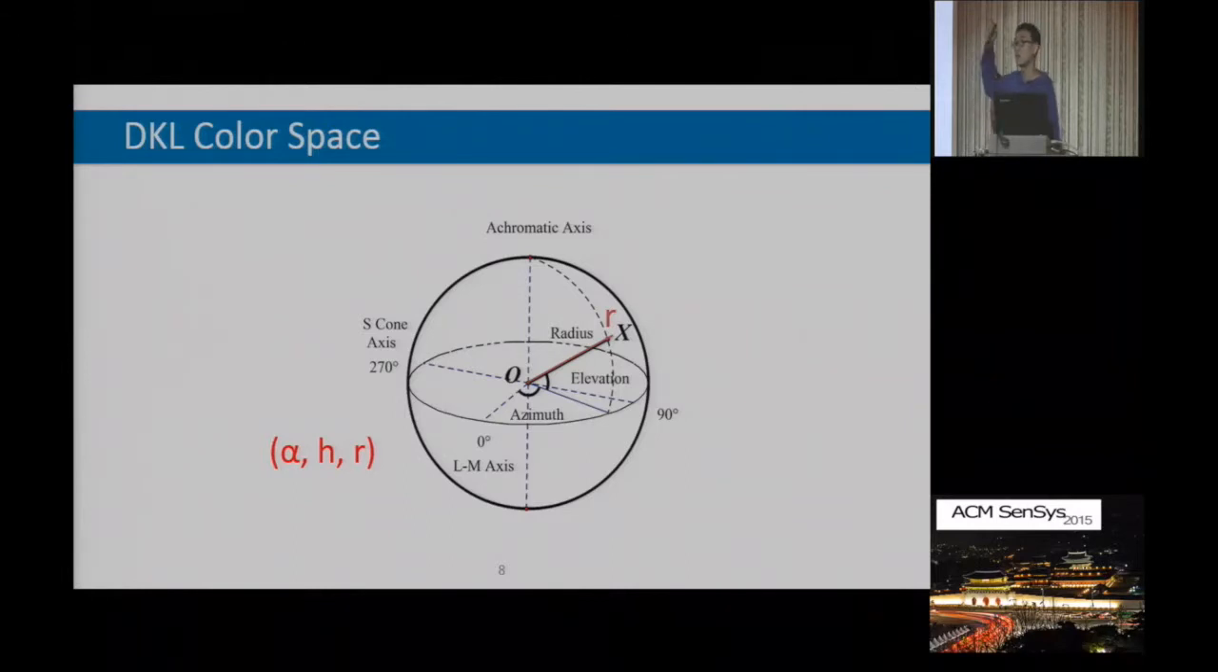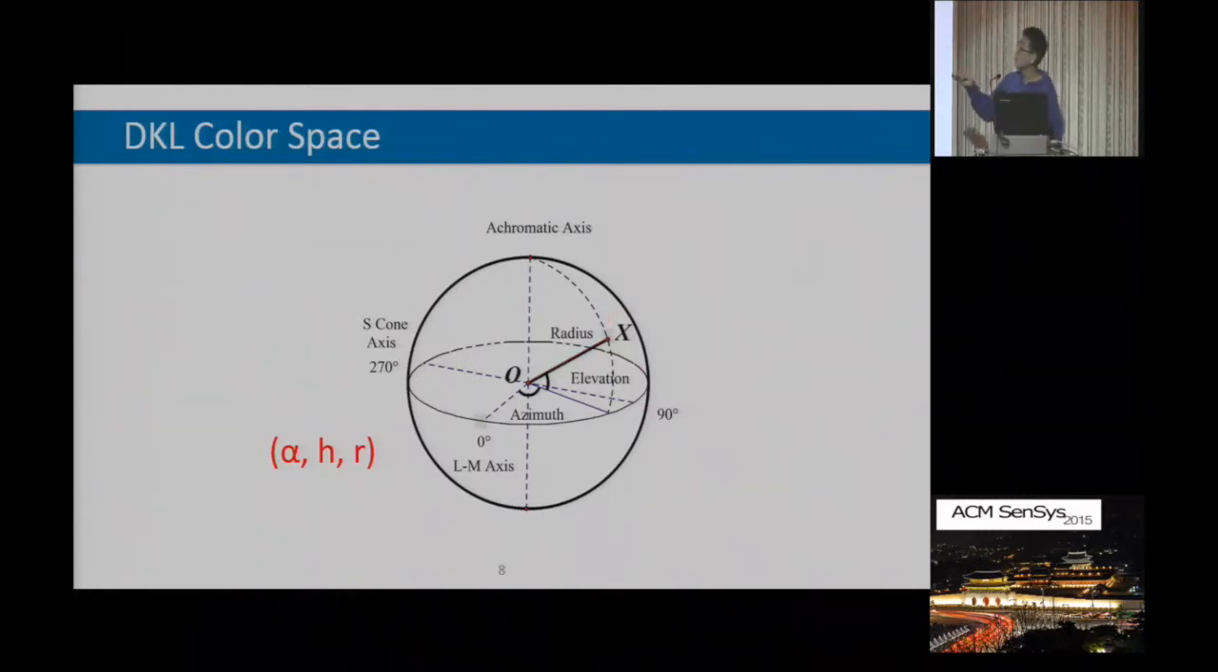This R is on the last slide, that when R equals 1, the RVP can get the highest value. So why do we use this DKL color space? Because this color space can help us distinguish the luminance effect from the color effect.